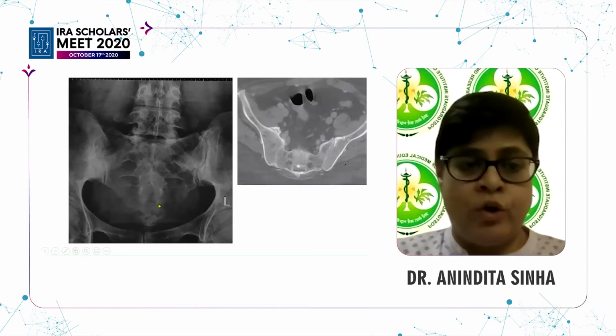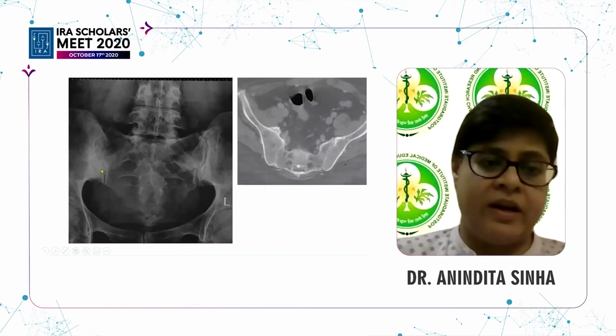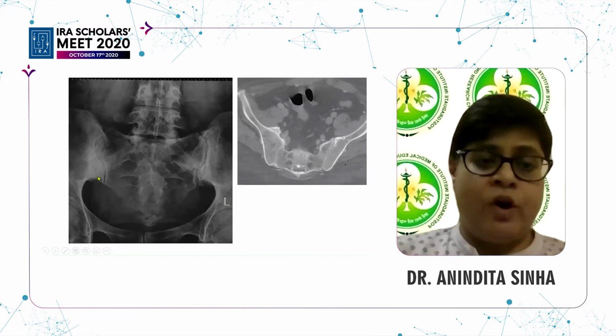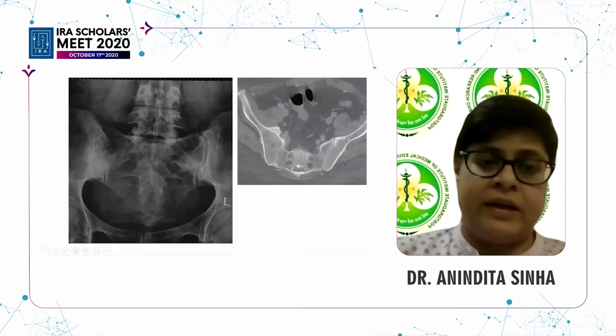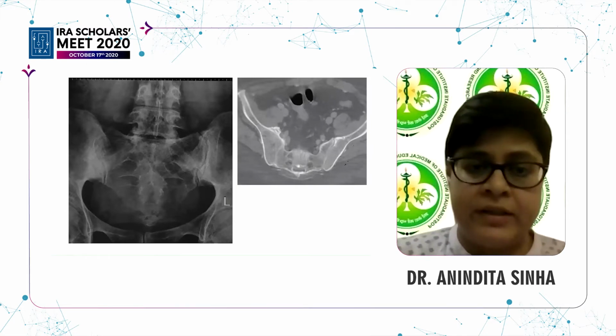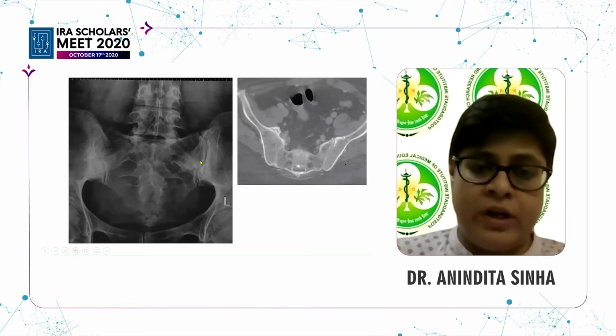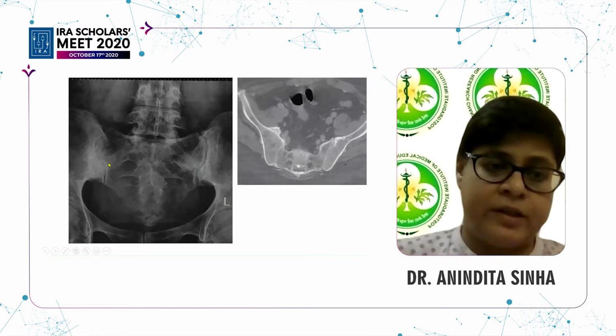Okay, so moving on to more florid cases where you have these irregularities. And what we often forget in our interpretation of the sacroiliac joint is that the joint is actually U-shaped. So there is an anterior aspect as well as a posterior aspect.